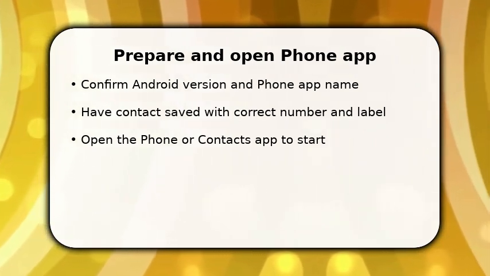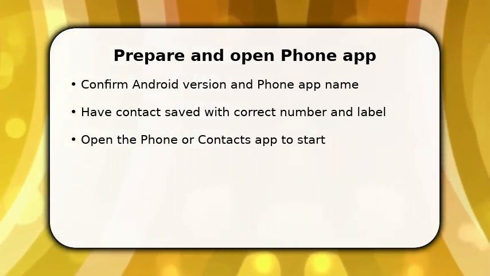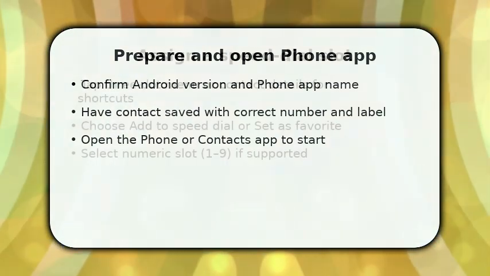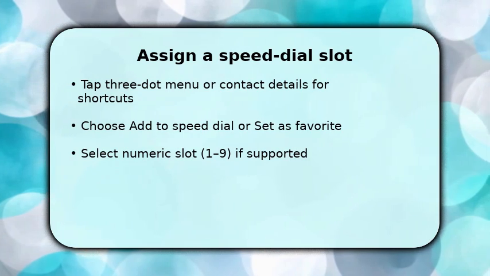Tap the contact to reveal options so you can add it to speed dial. This is the first decisive step. Now assign the contact to a slot so you can call quickly.